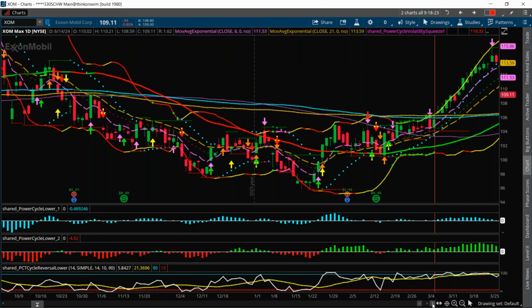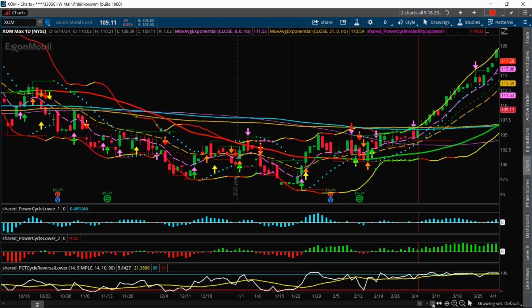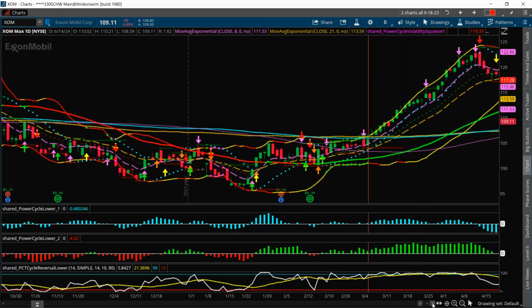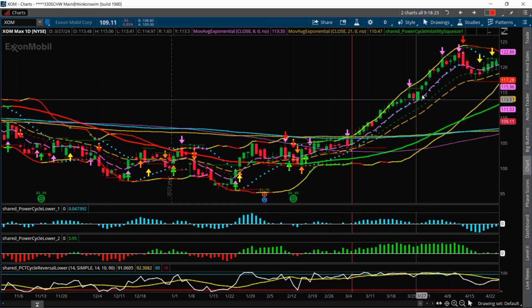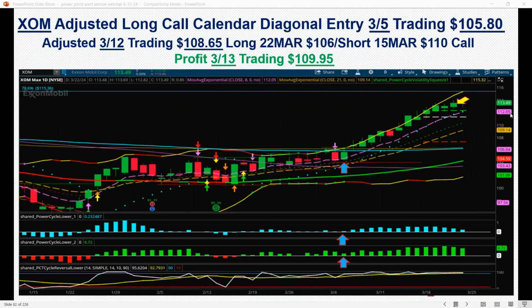So that's how these tools work and help to navigate these markets. Boom, look, it kept going. But anyway, that was a good area to get out. And then it finally started rolling over. All right, so that was the Exxon trade. And where we got out was exactly right, close to that 115 right there, okay? So that was going in.